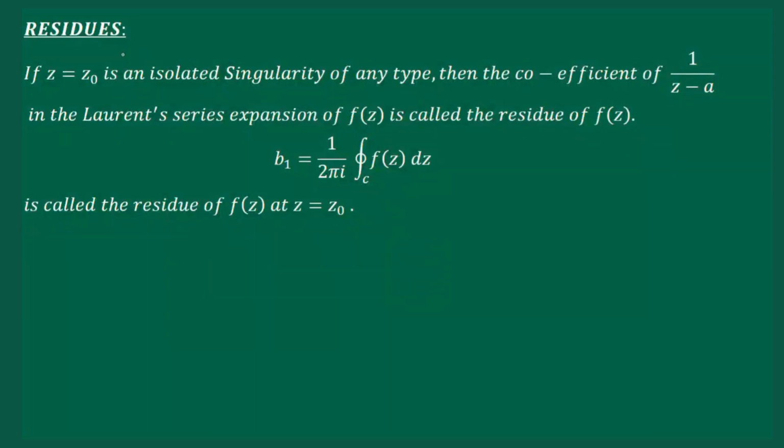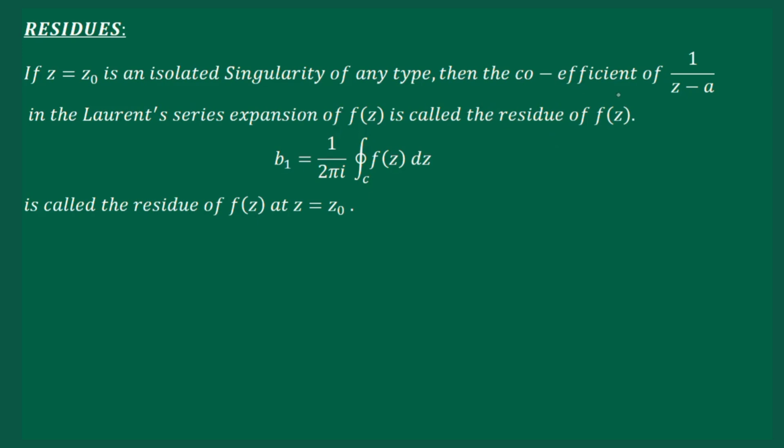Now let us see the definition of residue. If z equal to z naught is an isolated singularity of any type, which means it might be a pole, a removable singularity, or an essential singularity, then the coefficient of 1 by z minus a in the Laurent series expansion is called the residue.